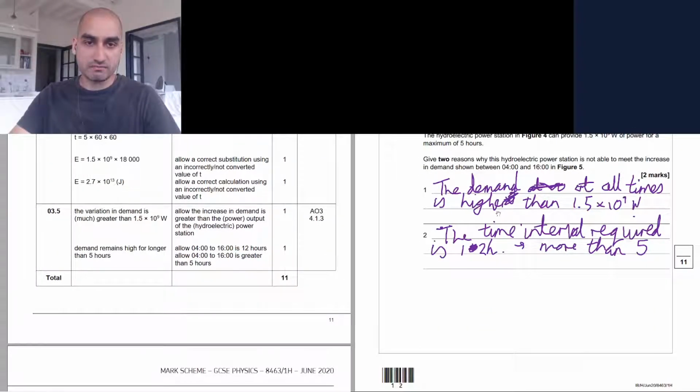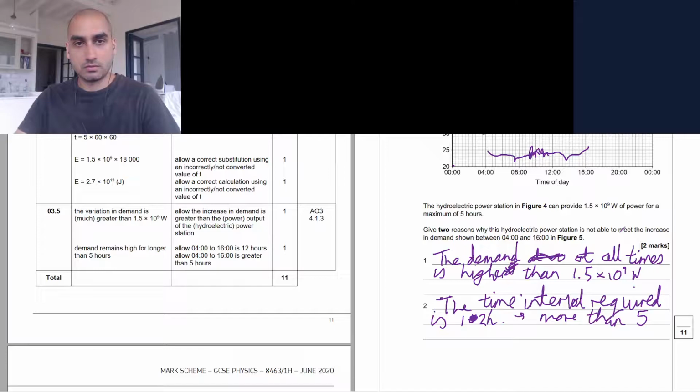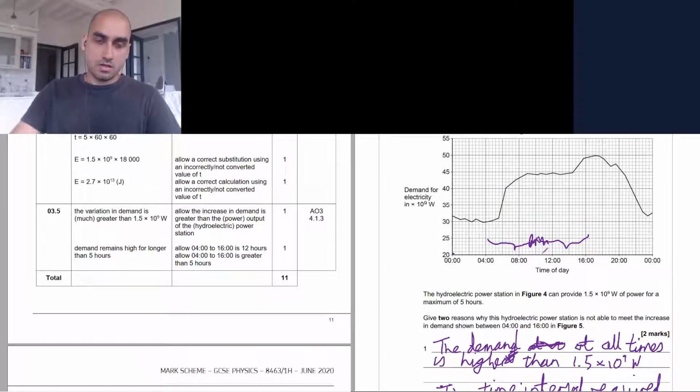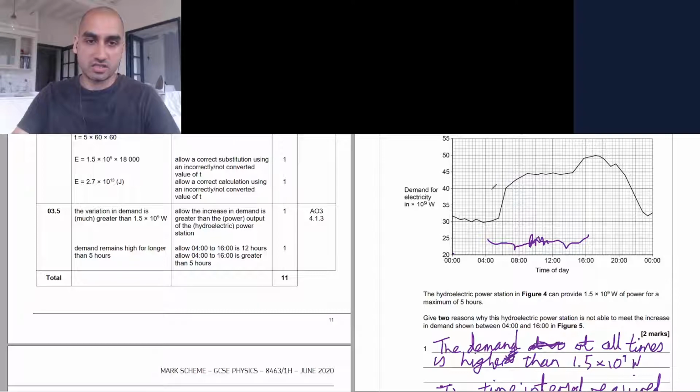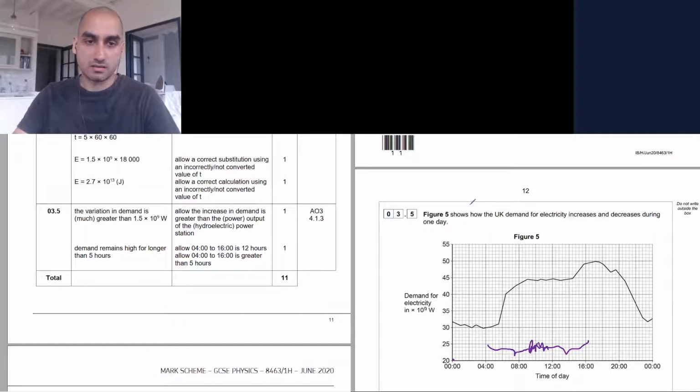The variation in demand is greater than 1.5. Demand remains high for longer than 5 hours. Okay, I definitely said that second part. The variation in demand. Why is it the increase and not just the demand? I don't understand.